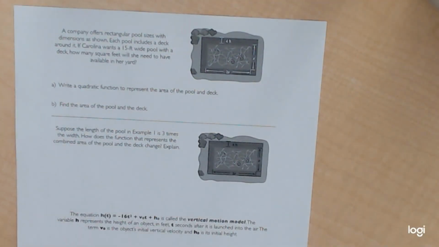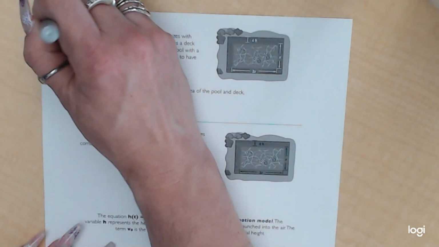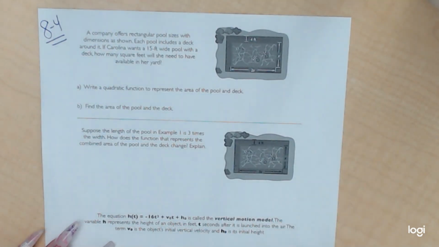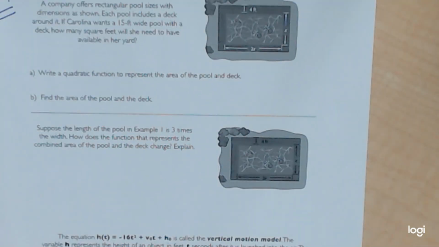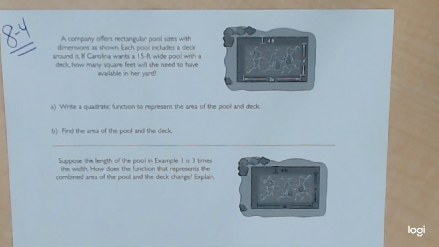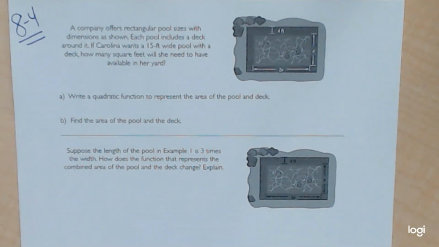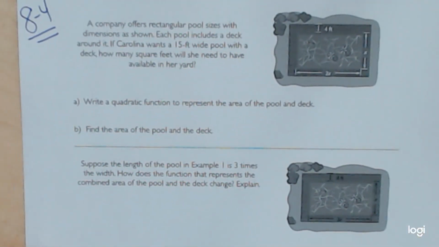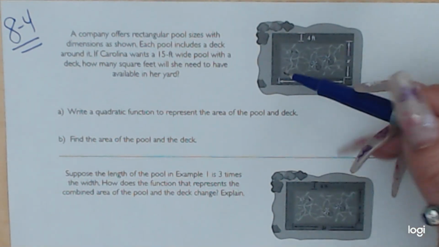So getting into lesson 8.4, we are now looking at how quadratic functions exist in the real world. Here's just a couple of examples. As I go through this, you're going to follow along and complete your worksheet with me. Make sure you're focusing, not listening to music, you're listening to me, and you're making sense of what is happening here. So here's the first problem.